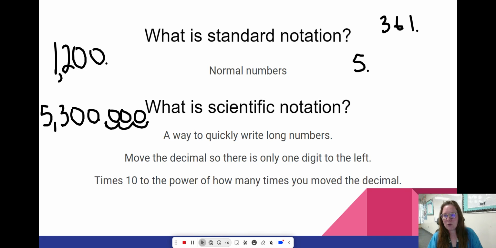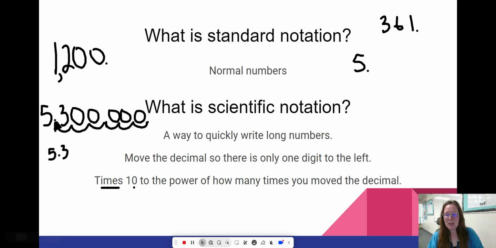Okay, so I've so far moved it. Now there's 1, 2, 3, 4 digits to the left. So I'm going to keep going. Now there's 2 digits to the left, so I got to keep going until right here. And now I have the number 5.30000, but when you have decimals, you don't have to write all those zeros. So I just have the number 5.3.